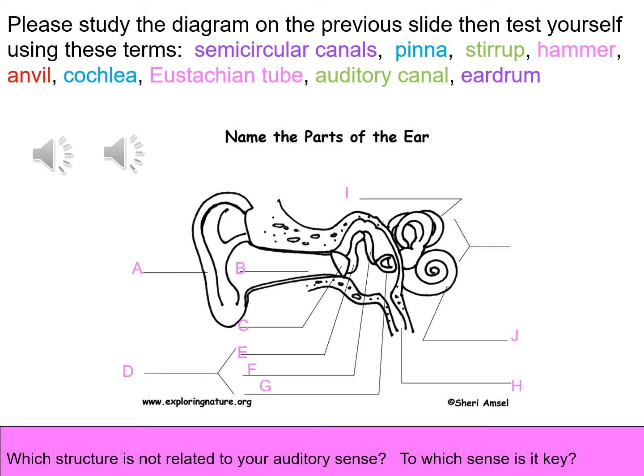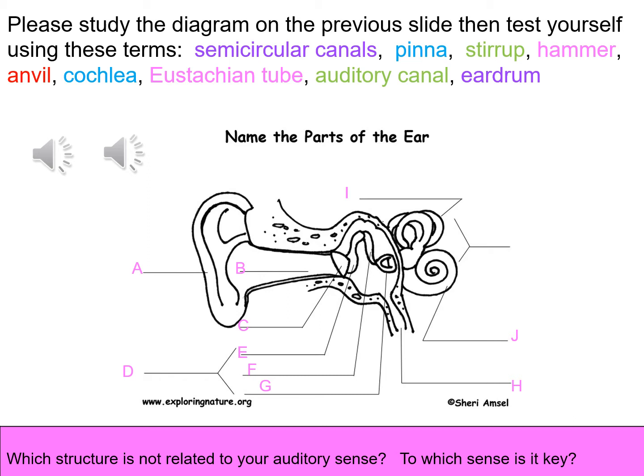A would be the pinna, the outer ear. Either term is fine. B, that would be the auditory canal. C, the eardrum, though if you know the term tympanic membrane, great, but eardrum is fine. D would be the ear bones, though if you were particularly fancy, you said ossicles, but we don't need the term ossicles. E would be the hammer. F would be the anvil. G would be the stirrup.